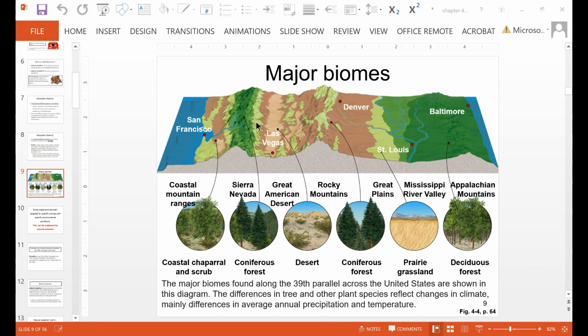And then you go down the mountain and you hit the Great American Desert, and that is a desert biome. And then you go up the Rocky Mountains, and again, you have coniferous forests with pine trees with pine cones. Coniferous is for like the pine cone. Okay, and then you go into your Great Plains, the Mississippi River Valley, the prairie grassland. And then you get into the Appalachian Mountains with your deciduous forest.